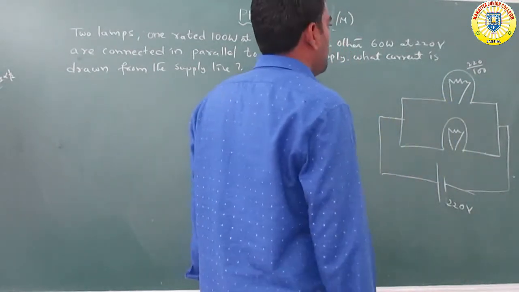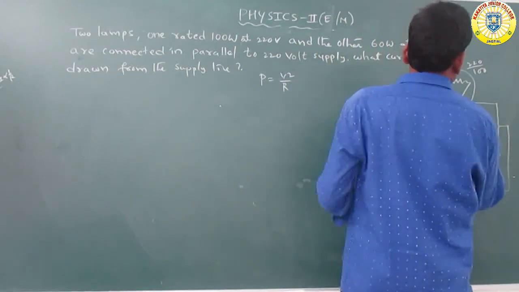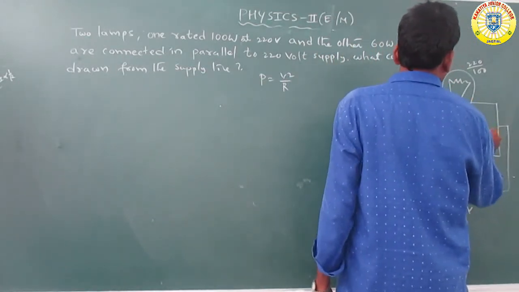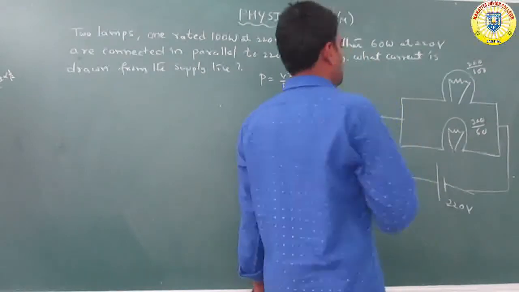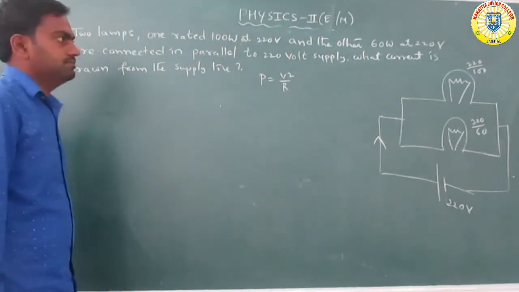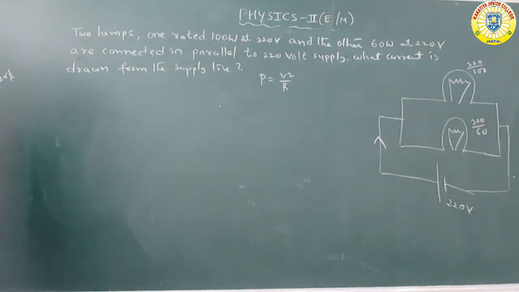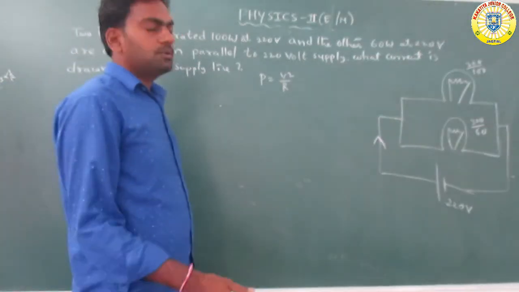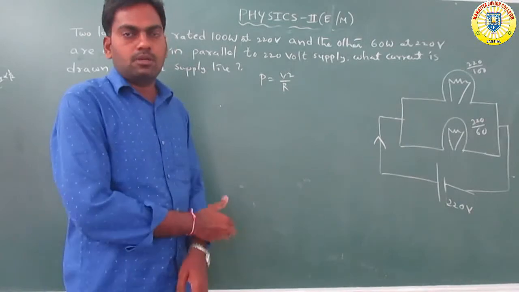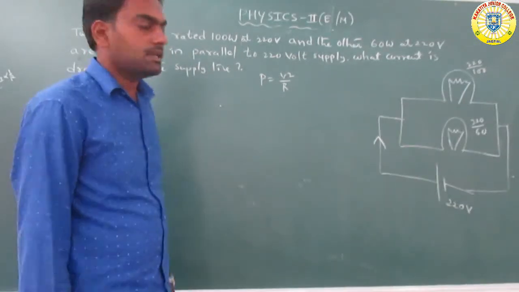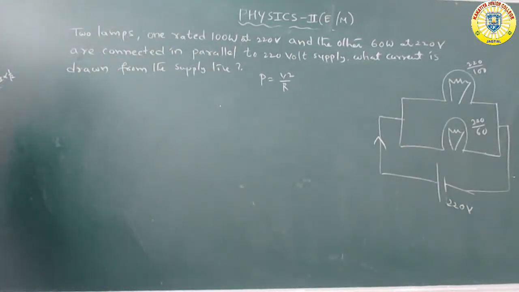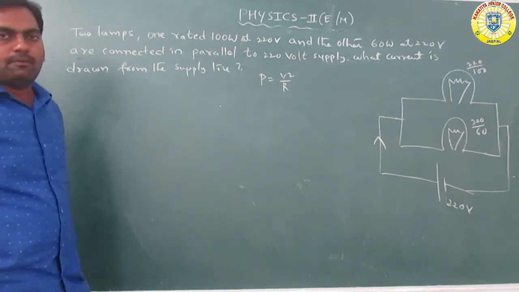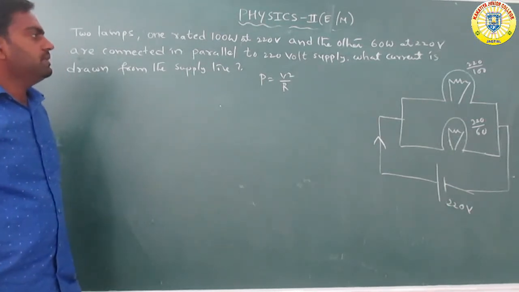For the other lamp, it is 220 volts and 60 watts. So this is called a circuit. Now here these two are connected in parallel, and we need to find the total resistance in the circuit. For example, P is equal to V square by R, that is the power dissipation.